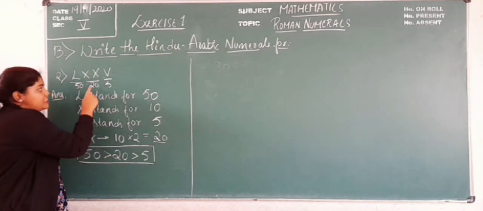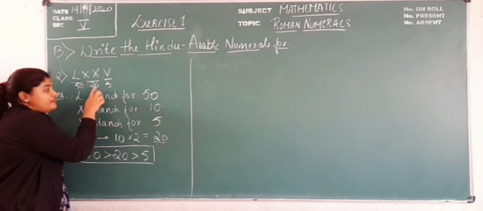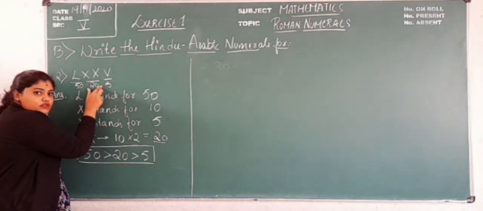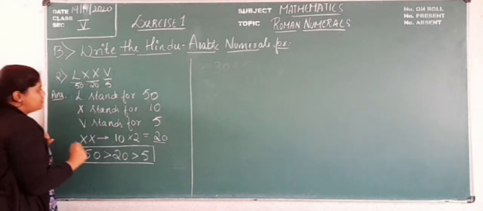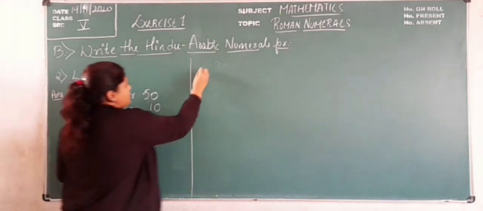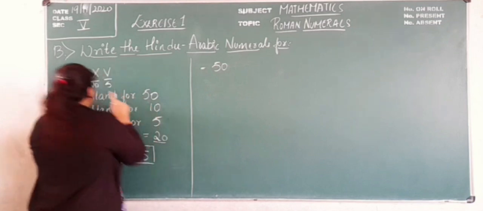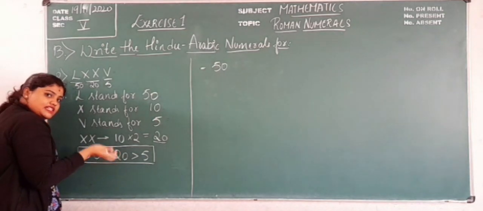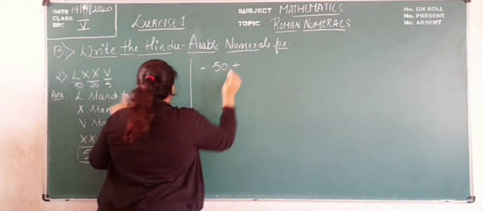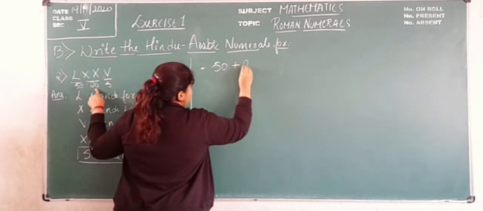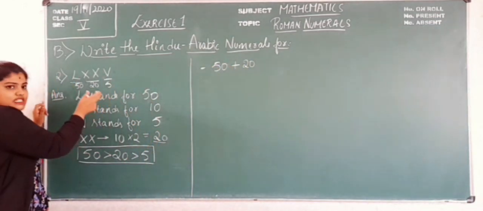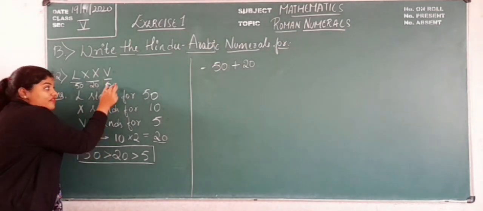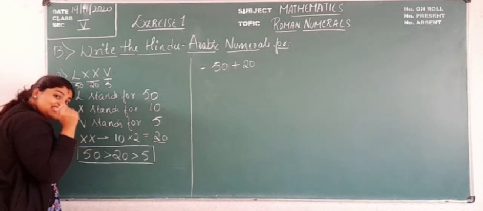We also know the rule that if we write a smaller value symbol after a greater value, it means addition. So the first symbol is 50, so I'll write the value 50. Now if you compare 50 and 20, 20 is smaller. If you write a smaller value after a greater value, it is addition, so I will take a plus sign, then XX stands for 20. Now we shall consider this 20 and 5. We know that 5 is less than 20.